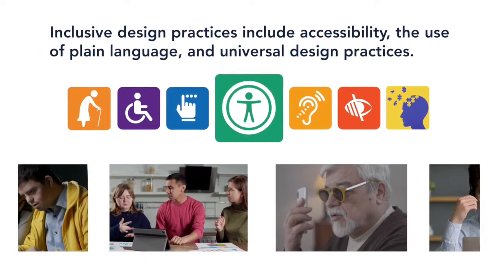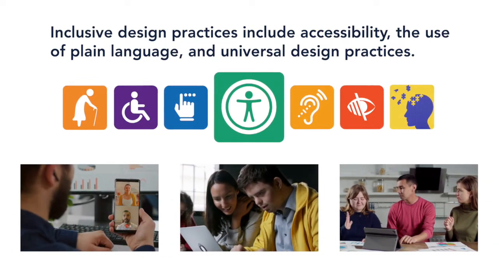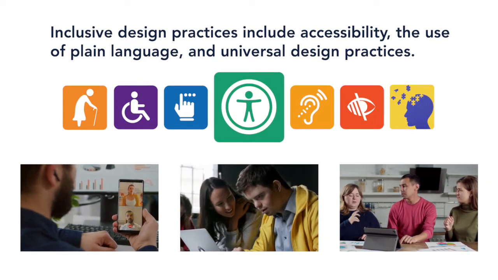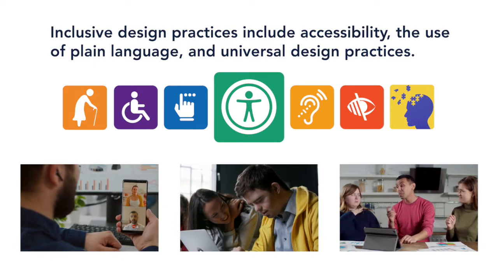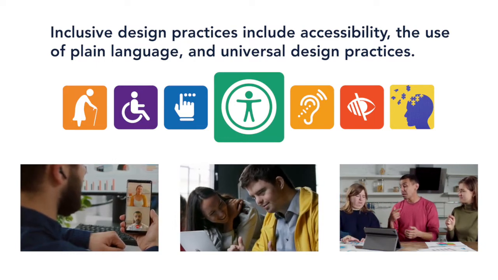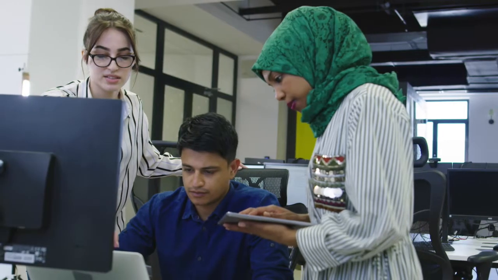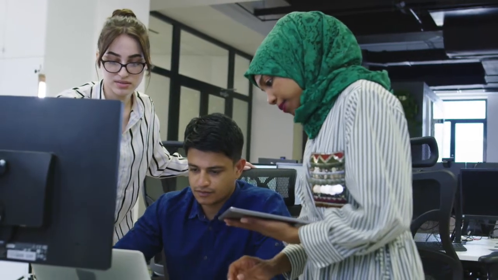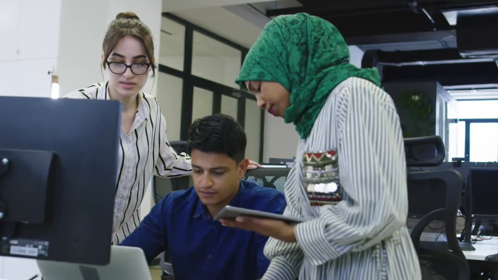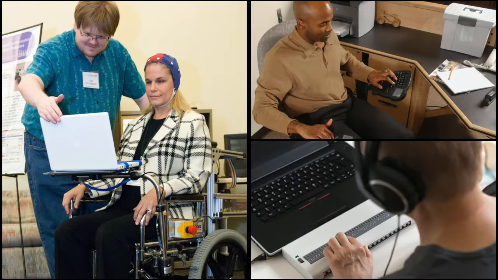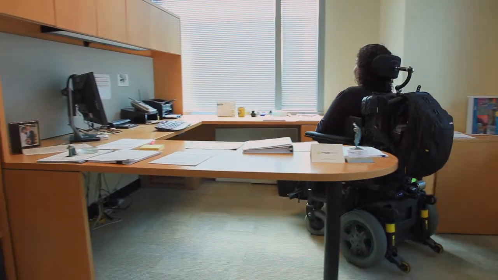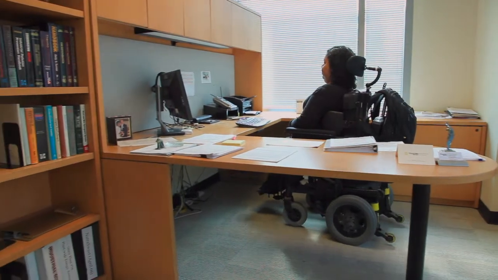Inclusive design practices include accessibility, the use of plain language, and universal design practices. Inclusive design recognizes that there is always diversity within a group. Diversity makes us stronger and smarter, and designing for diversity does the same. There are many types of diversity within a group. Users within an audience are diverse in a variety of ways. They have different backgrounds, different needs, different strengths, and different interests.